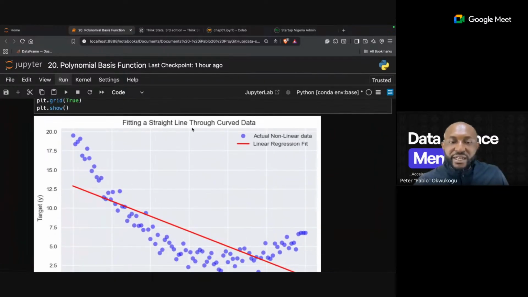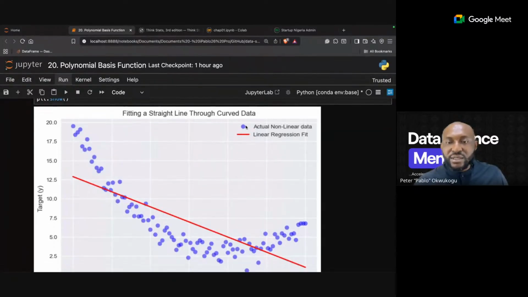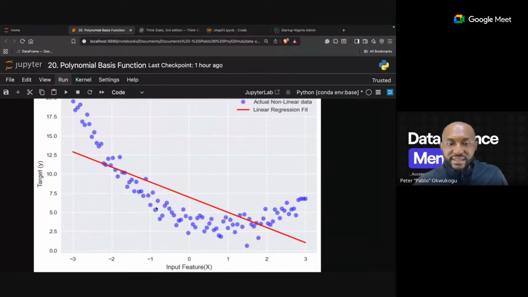We're trying to fit a straight line through curved data. This is the actual nonlinear data, and this is the straight line. And this is linear regression in action. In this situation, it doesn't really work well. If you're drawing a curve with a ruler, it won't fit. So that's why we need to transform the data, so we don't force this straight line.